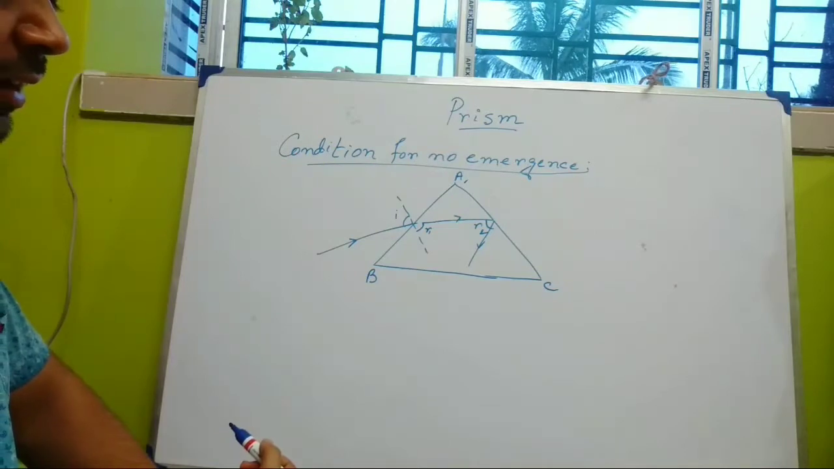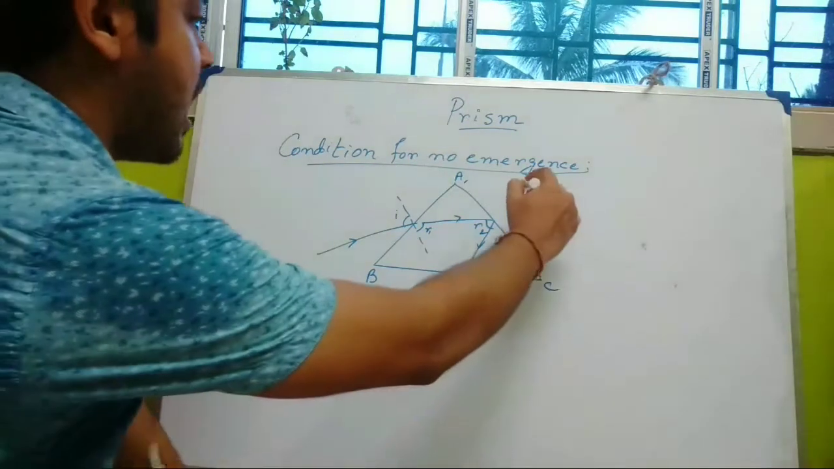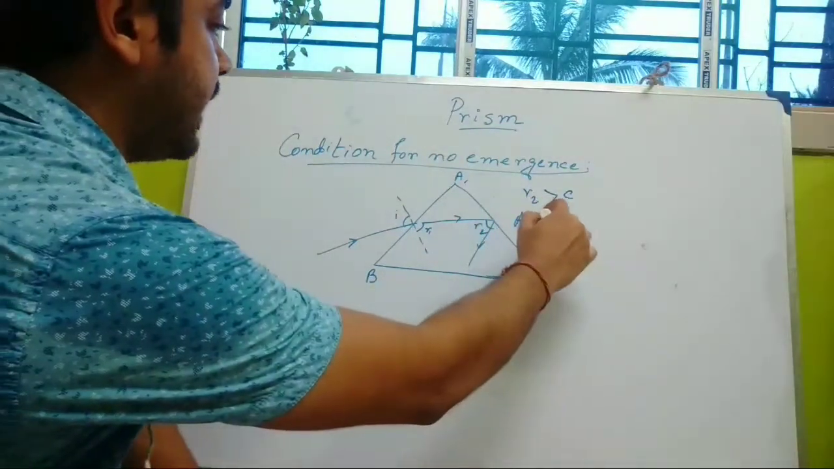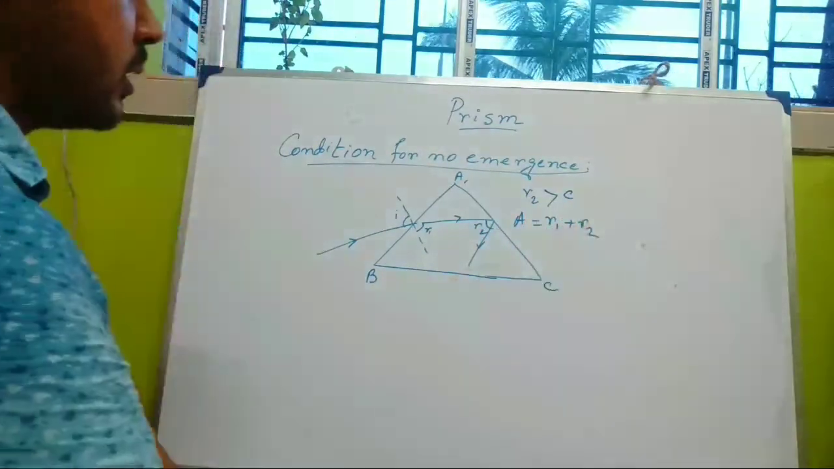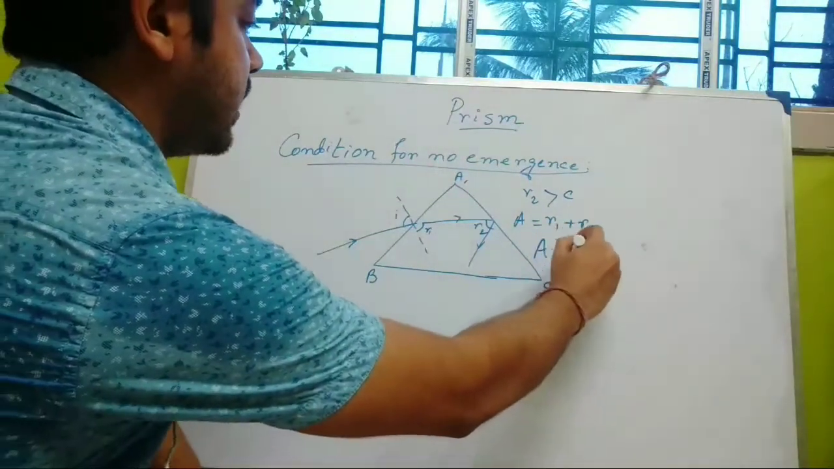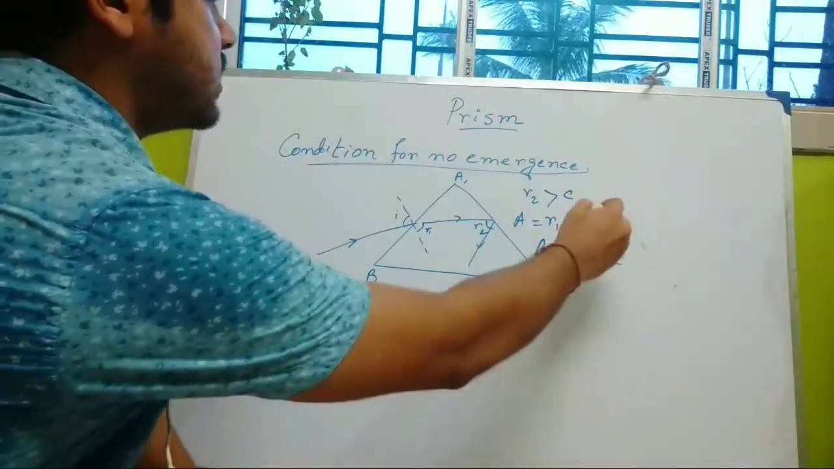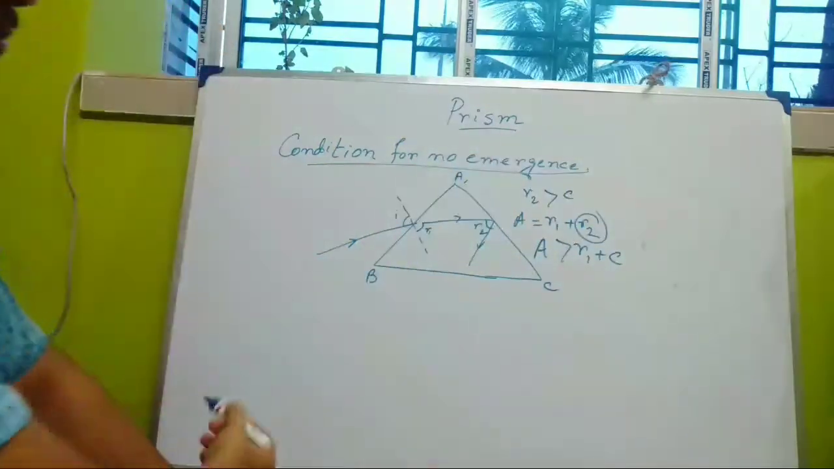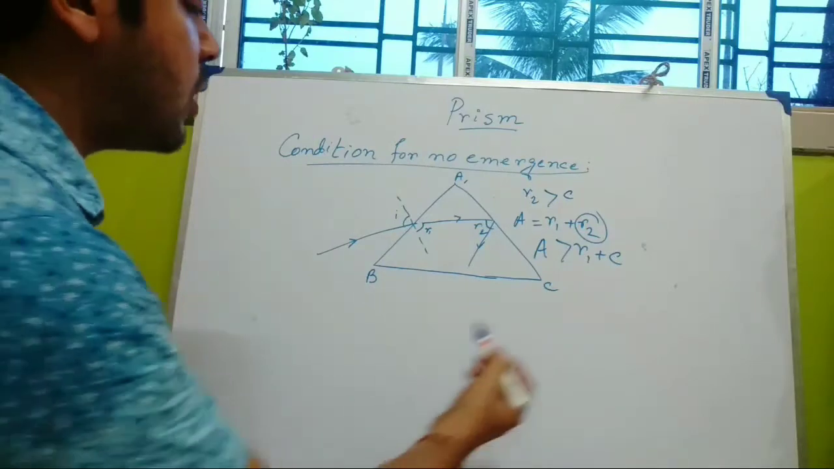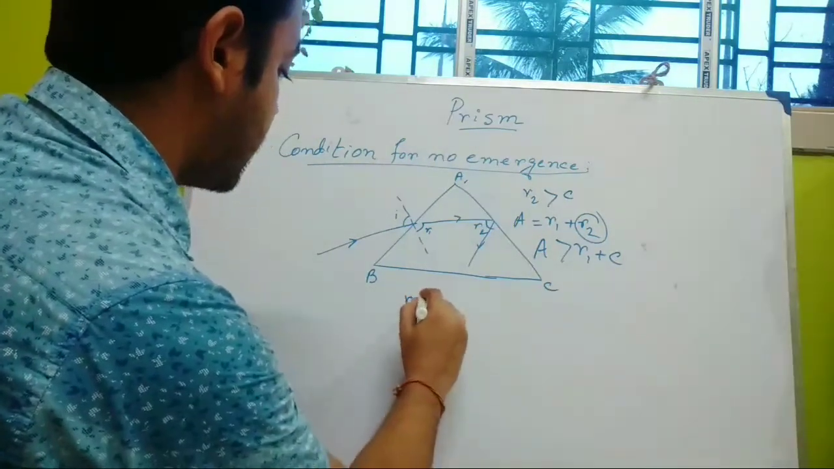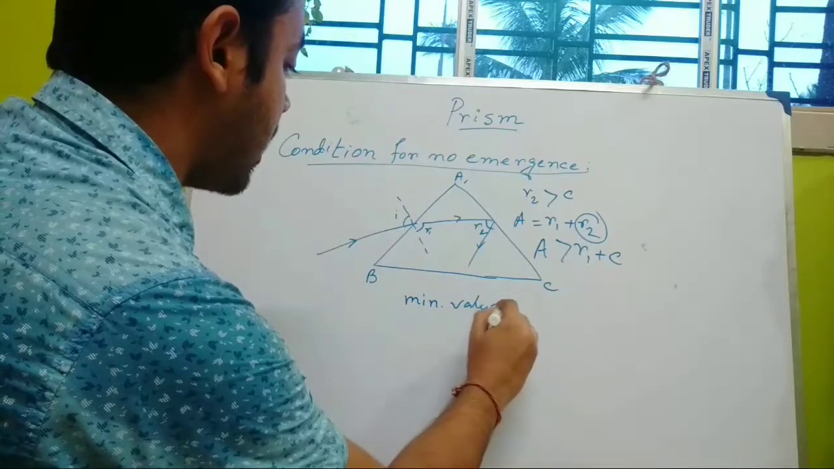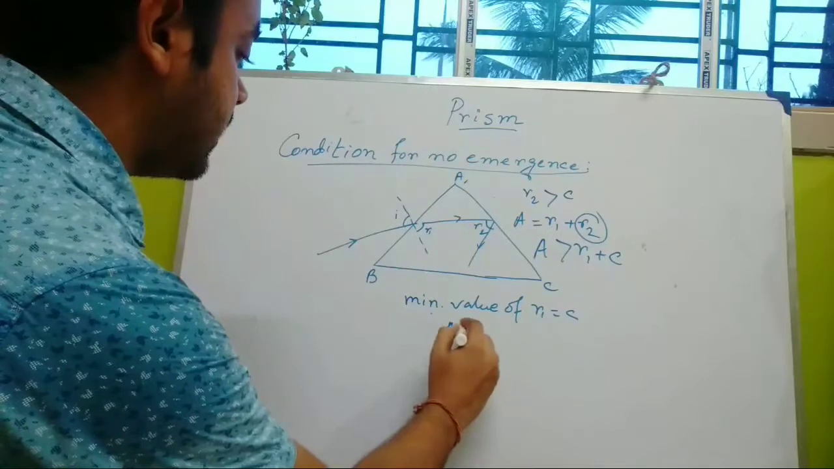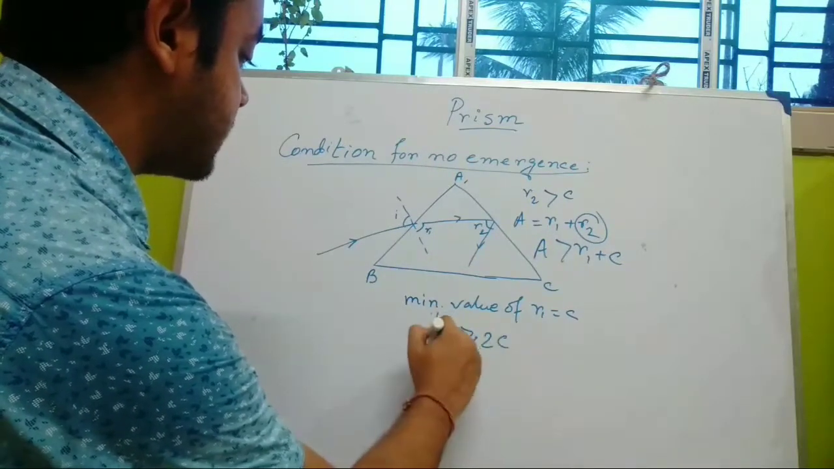For totally internally reflected at the second surface, R2 will be greater than C, but we know A equal to R1 plus R2, that is, A will be greater than R1 plus C, because the value of R2 is greater than C. As the minimum value of R1 is equal to C, hence A will be greater than or equal to twice C.